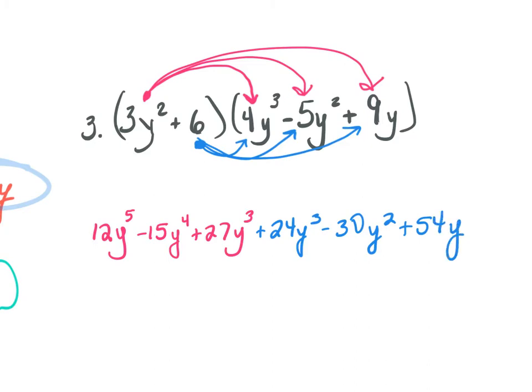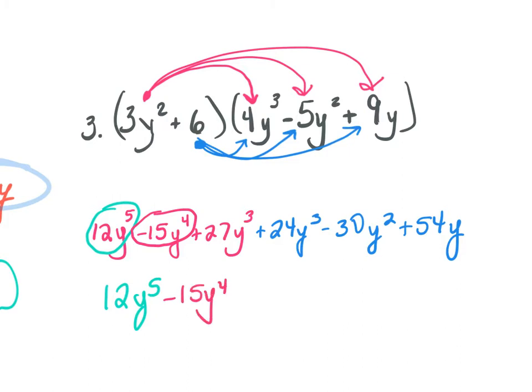And now we're going to make sure that we are written in standard form and that we combine like terms. So the highest exponent I see is y to the fifth. So I have 12y to the fifth. I don't have any other y to the fifth, so I just write that down. The next highest exponent I see is to the fourth, so I have negative 15y to the fourth. No other y to the fourth.